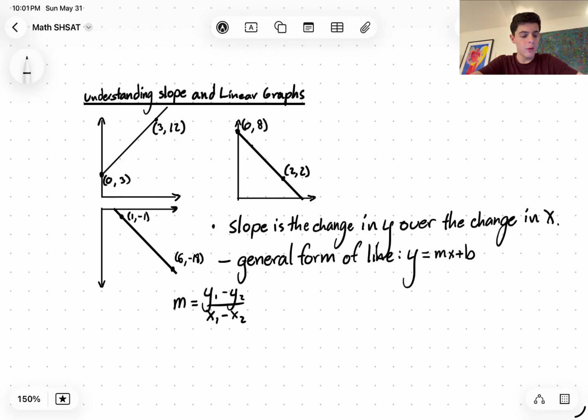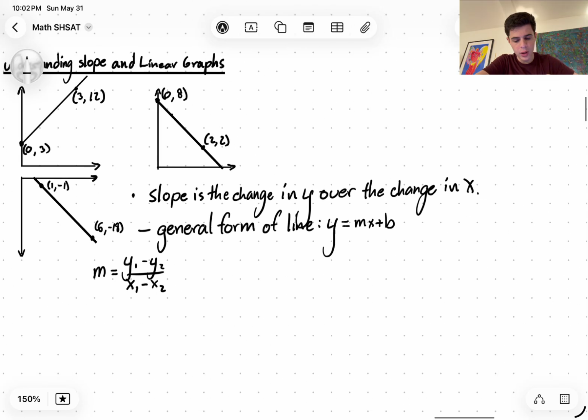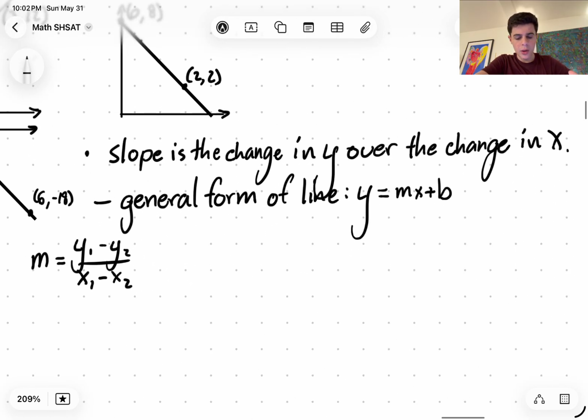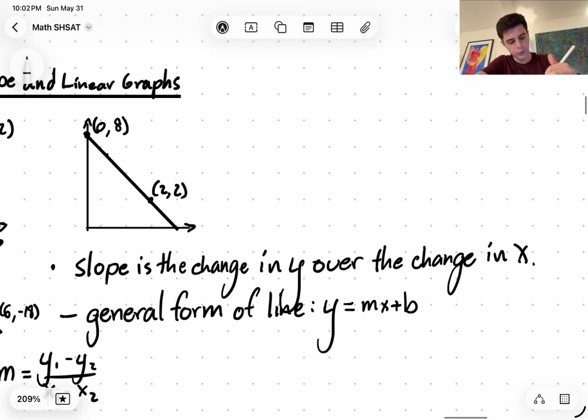So today's math topic is going to be understanding slope and linear graphs. Before we get into some practice problems that you can see here on the left, I'm just going to go over basically what slope is and some things you should be recognizing on a graph. So slope is the change in y over the change in x. And let me just explain what that is.